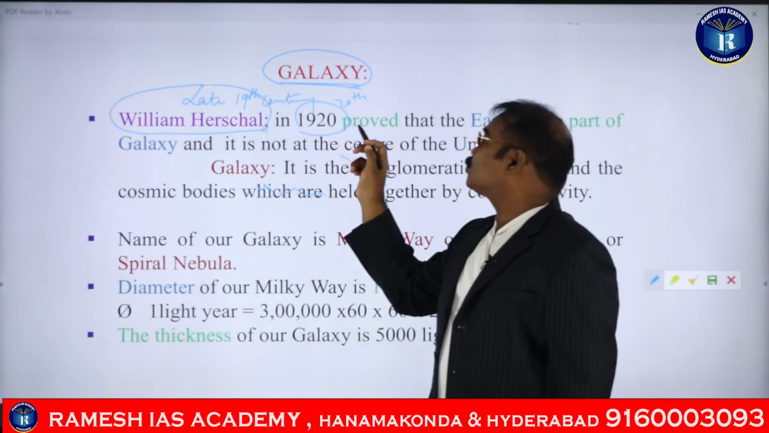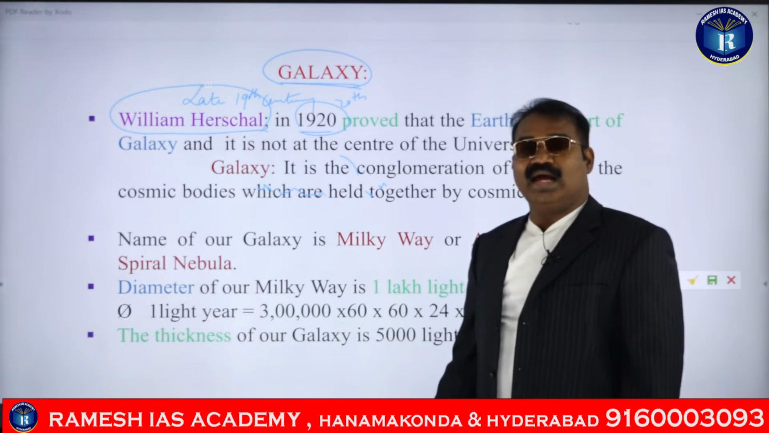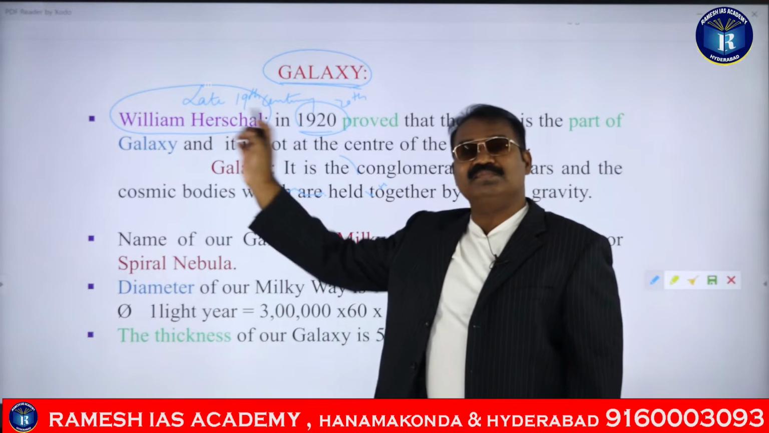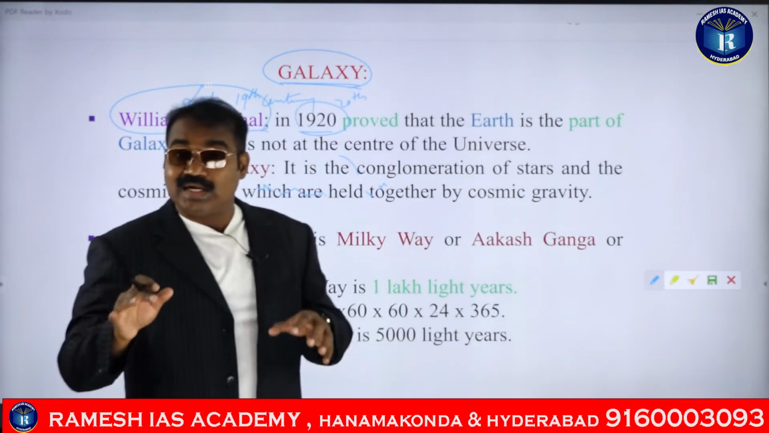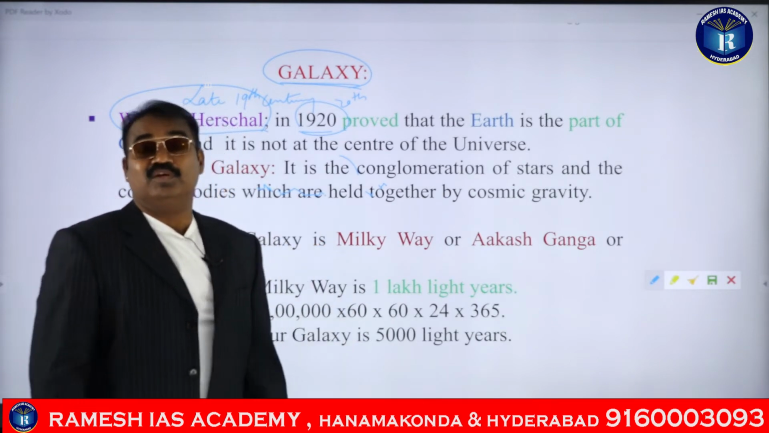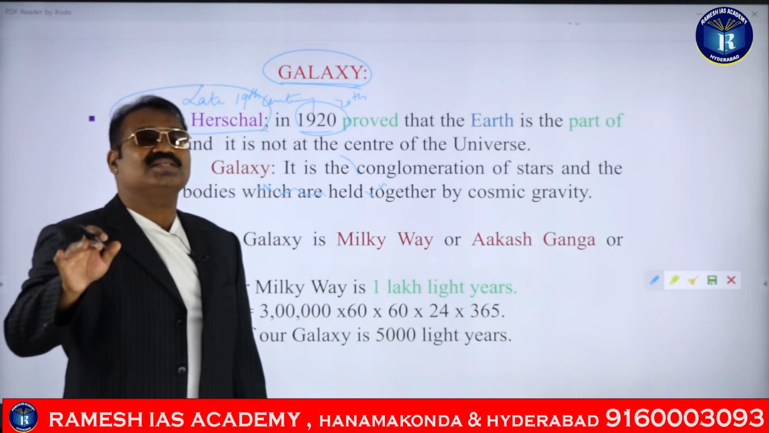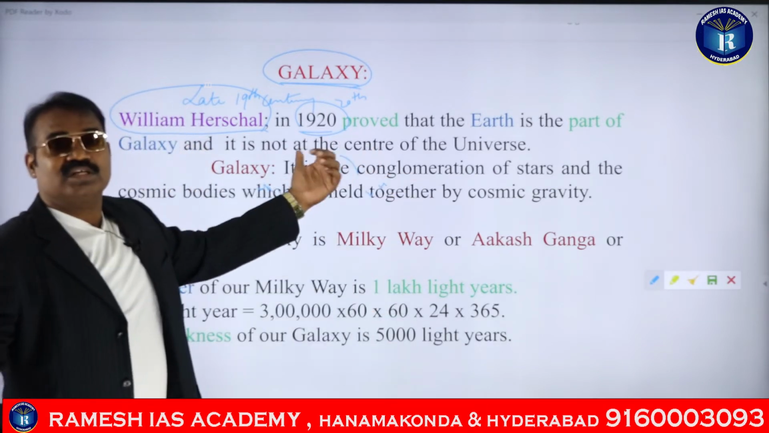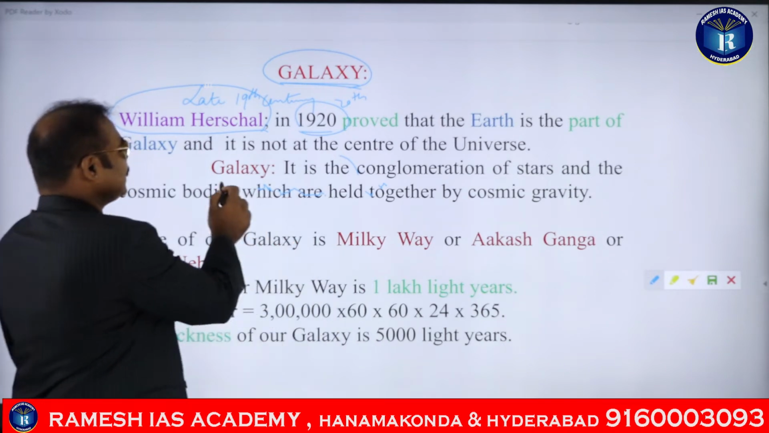Right, and that was proved in 1920, guys. It was proven by his disciple along with himself, William Herschel only. So in 1920 it was proved that the sun is not at the center of the universe. It is a part and parcel of a big superstructure which is called the galaxy, guys. So what is a galaxy?